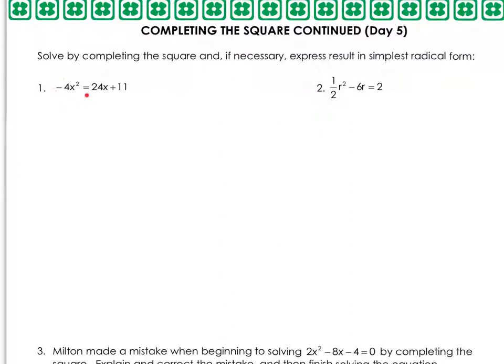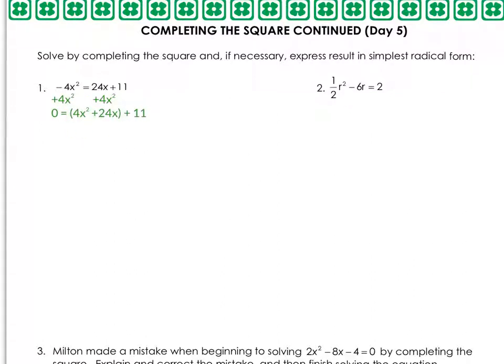Since this 4x squared is a negative where it is, I'm going to add that to the other side. When I do that, I end up with 0 on the left-hand side and then the 4x squared plus 24x plus 11. Now I need to complete the square, so that means that I need to keep my x variables together because those are the ones I can manipulate to turn into a square.